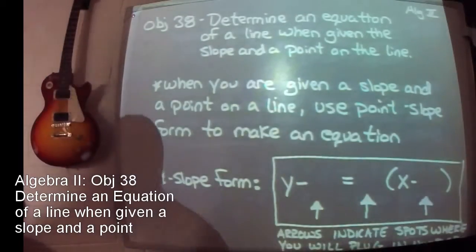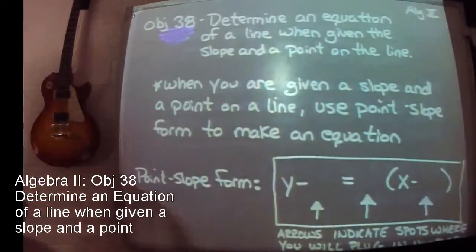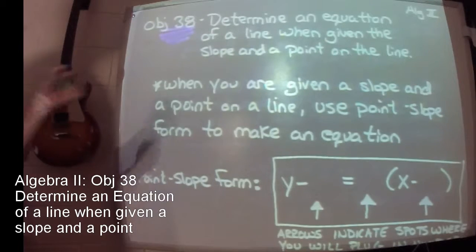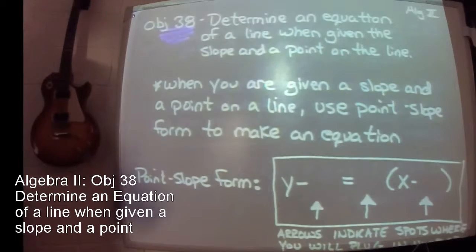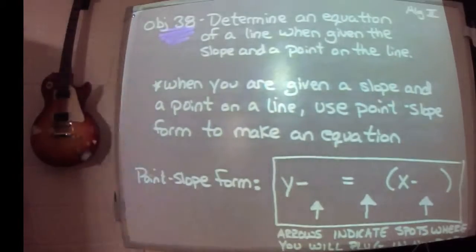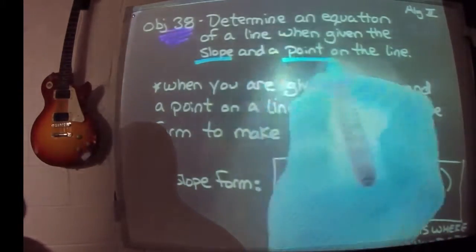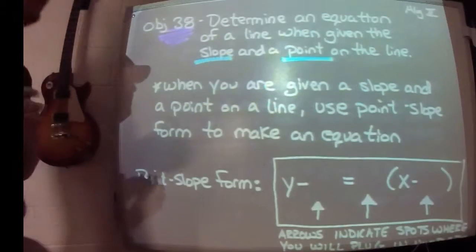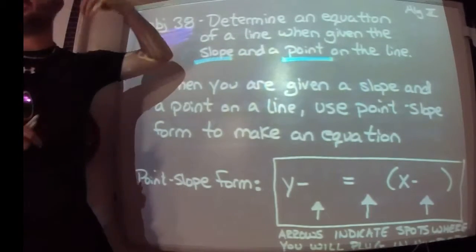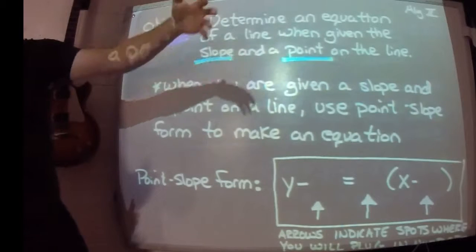Okay, Algebra 2, objective 38 today. Determine an equation of a line when given the slope and a point. So circle slope and point here. Slope and point. That's telling you the situation for these type of problems. You're going to be told, give me the equation of the line.